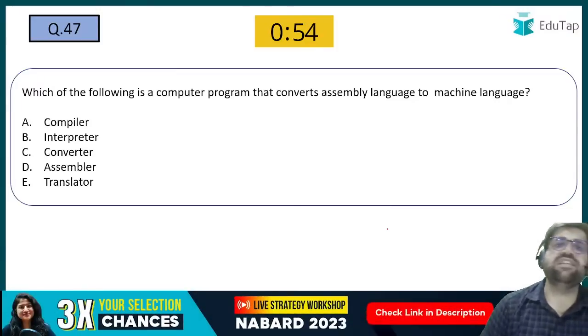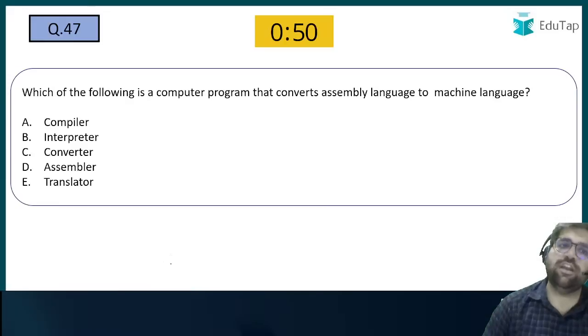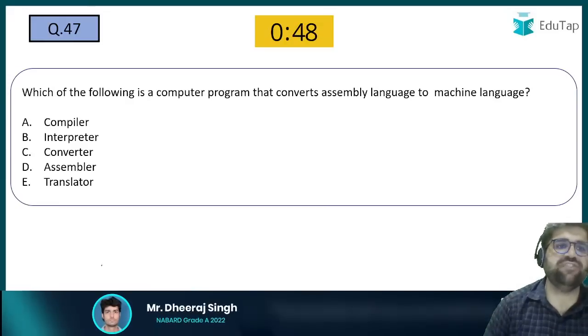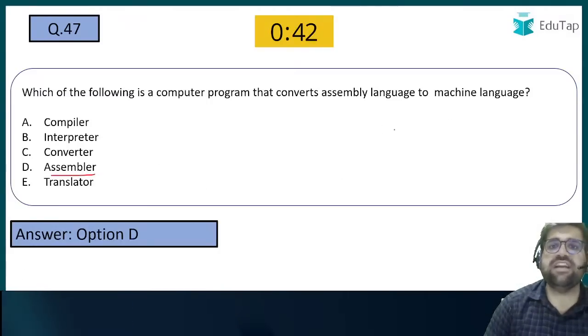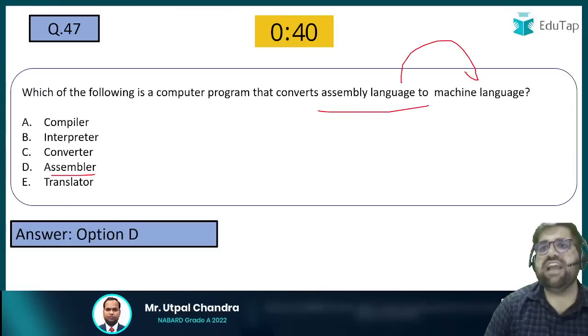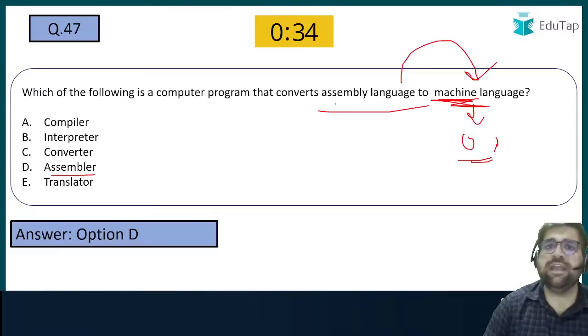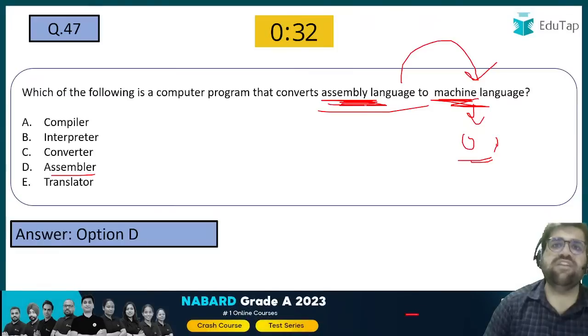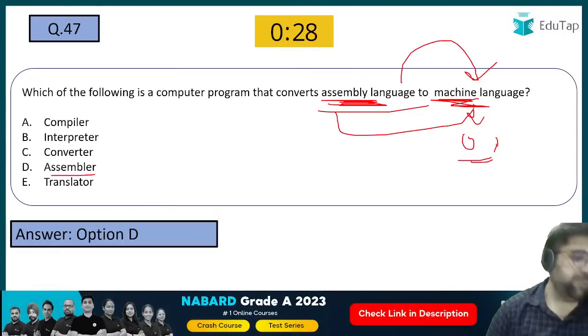Which of the following is a computer program that converts assembly language to machine language? Now, this is just what we have discussed right now. It is the assembler. Assembler will convert your assembly language into machine language. Machine language is nothing but zeros and ones, also known as binary language. Assembly language is again a low level language which is used to give certain instructions to the computer. Cool.